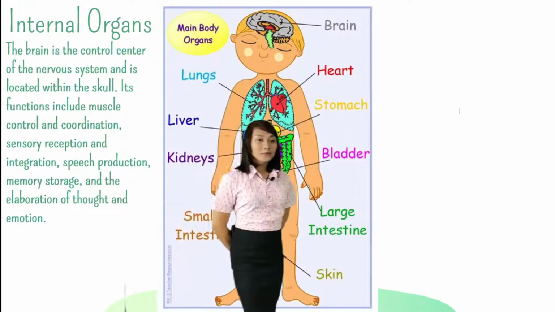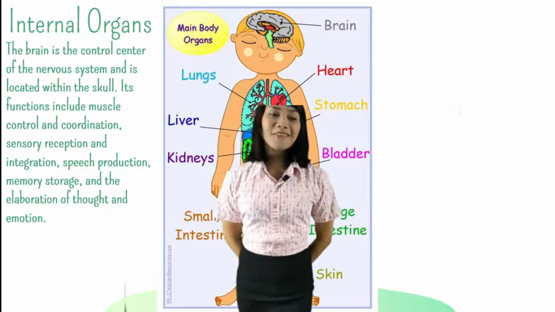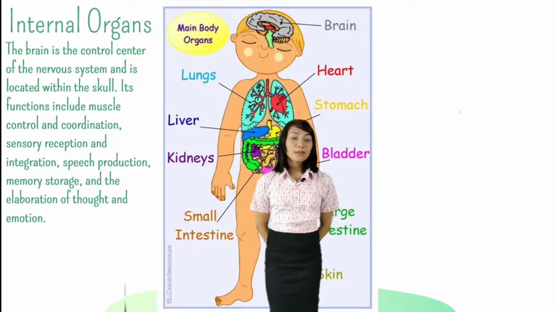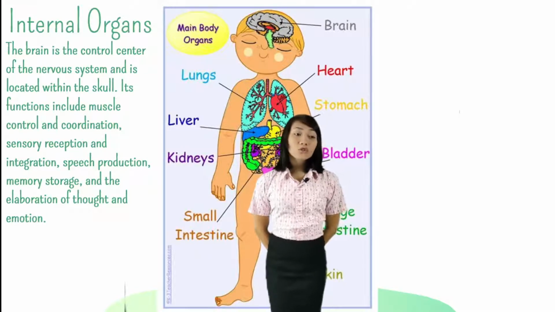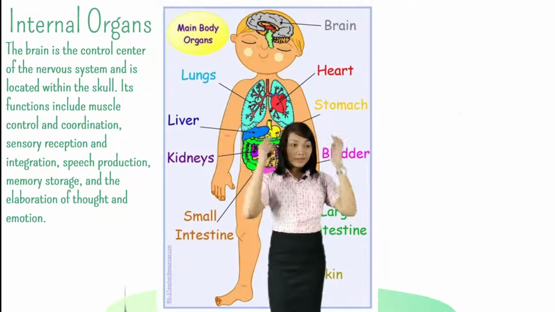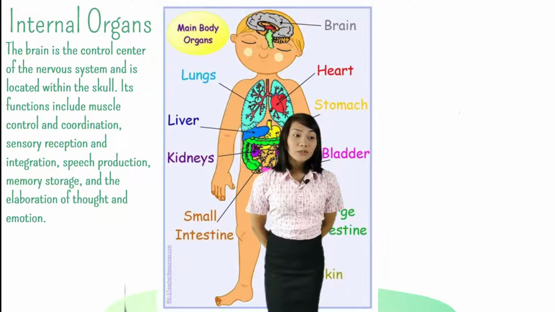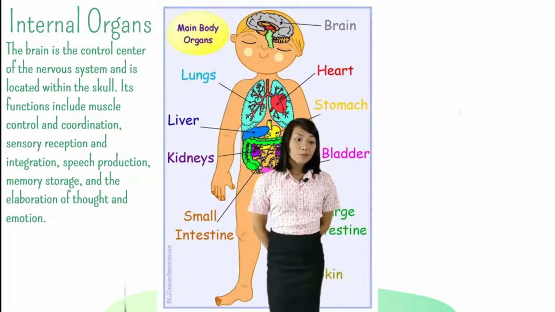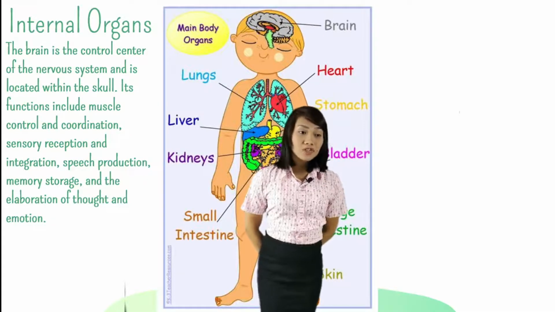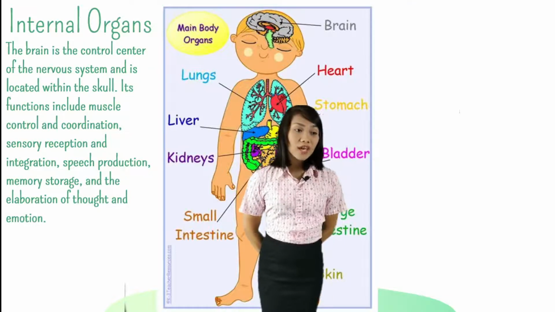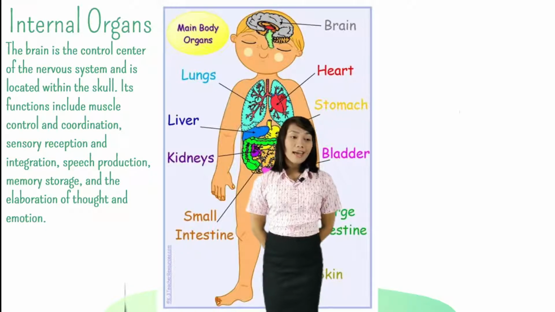Now let's start with the brain. Where is your brain? Look at that. That is your brain. This one. Now, what do we mean with brain? Brain is the control center of the nervous system, and it is located within the skull. This is your skull. Its functions include muscle control and coordination, sensory reception and integration, speech production, memory storage, and the elaboration of thought and emotions.